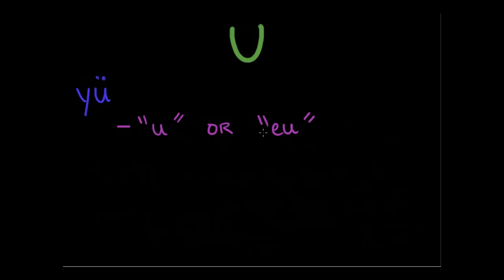So the sound, we kind of covered this, is Y with U and 2 dots. So this is Ü. And again, there's 2 ways to spell this. Just talked about either U or EU. U or EU.